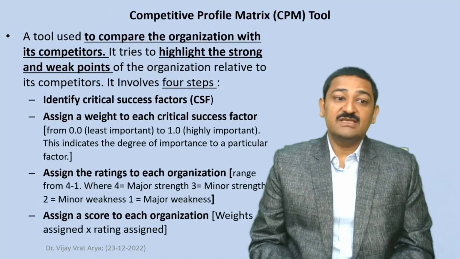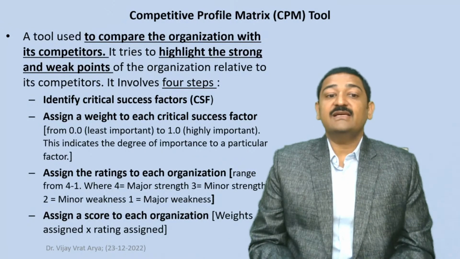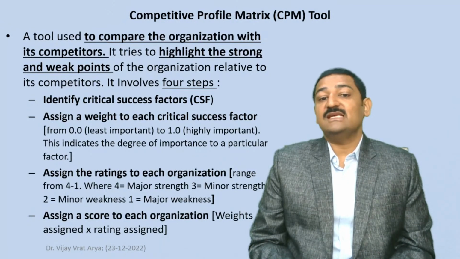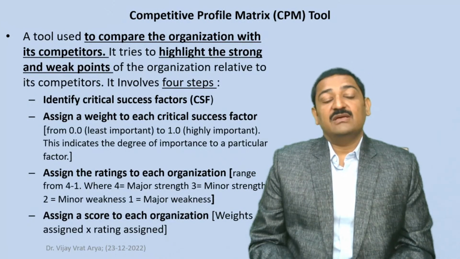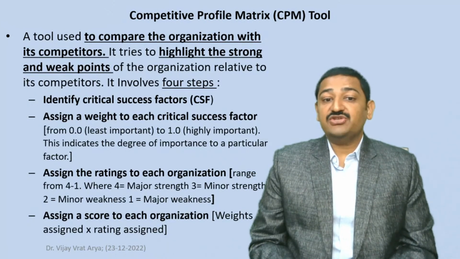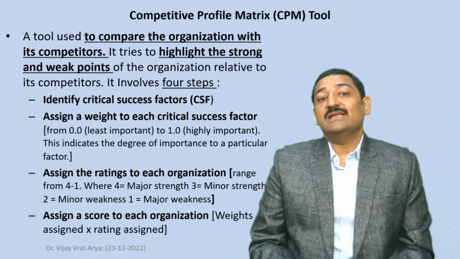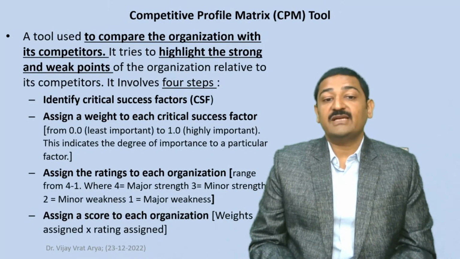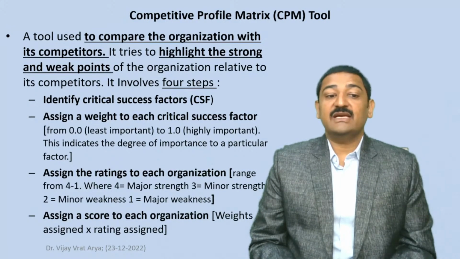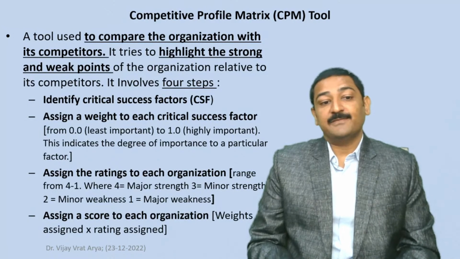So, the first step is to identify critical success factors, or CSF. In the second step, assign a weight to each critical success factor from, say, 0 to 1, where 0 stands for the least important and 1 stands for the highly important factor. This indicates the degree of importance of a particular factor.